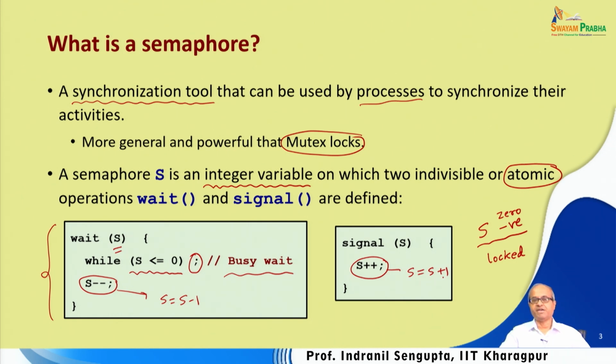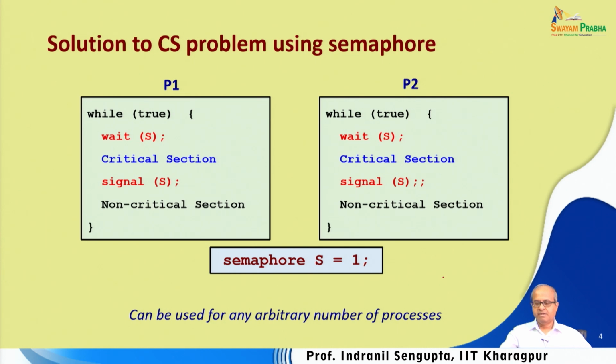So, basically speaking, the function wait decreases the value of S by 1 and signal increases the value of S by 1, but in wait, before you are decreasing, you are checking whether it is already 0 or negative. If it is so, then you do not decrease, you wait. As soon as it becomes positive again, only then you decrease. Okay? Now, using semaphore, what you can do, let us see now one by one. The first thing is that we look at the solution to the critical section problem first using semaphore.